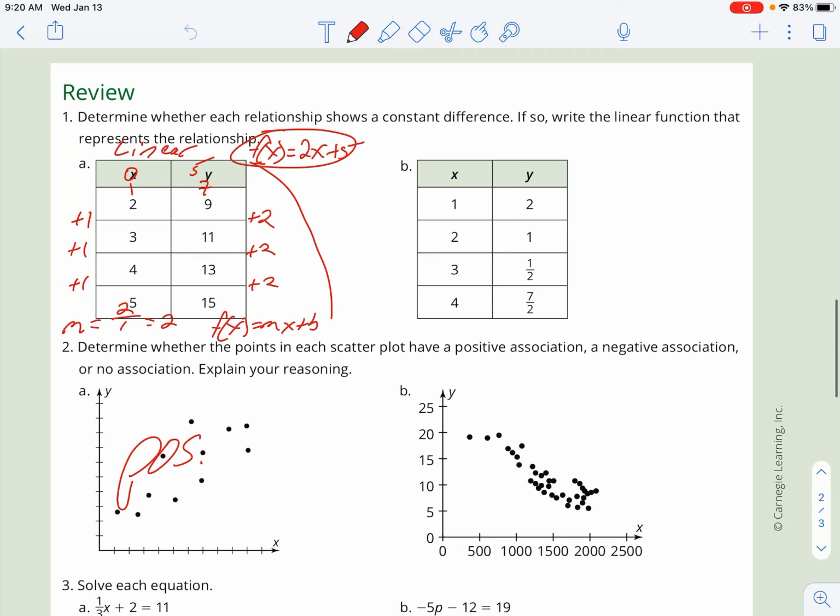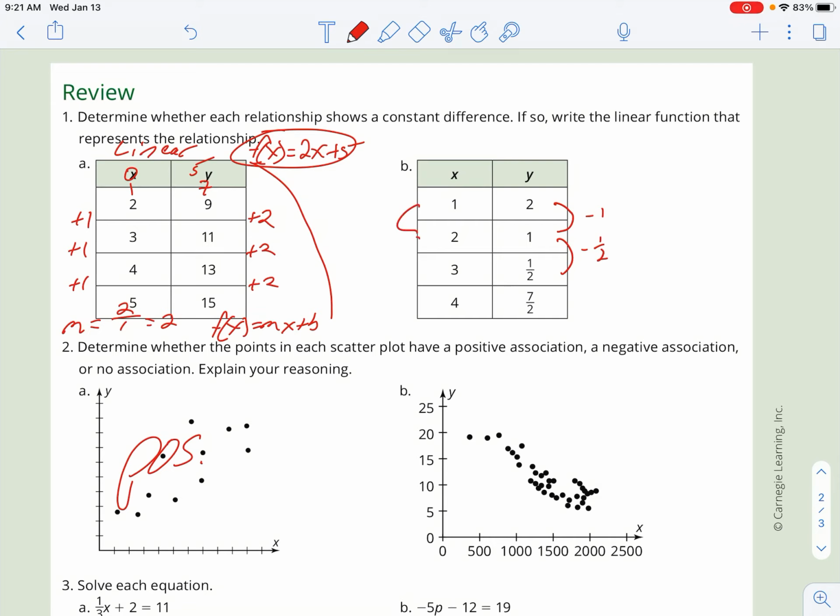1B is asking us to continue to do our table here. And as we can see, we want to determine if it's constant or not on the x's and y's. So from 2 to 1, we're decreasing by 1. It needs to be consistent. So from 1 to 1/2, that's decreasing by a half. And then right there, we can kind of stop.